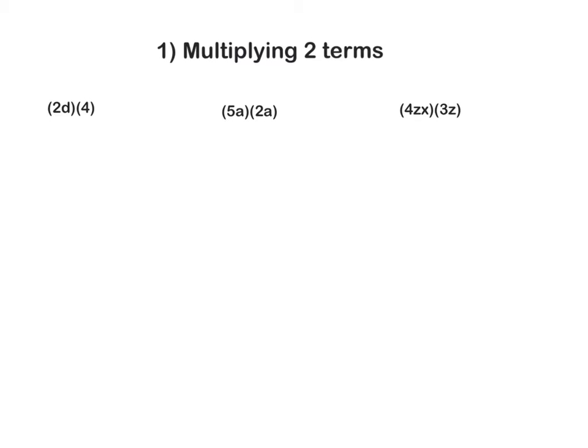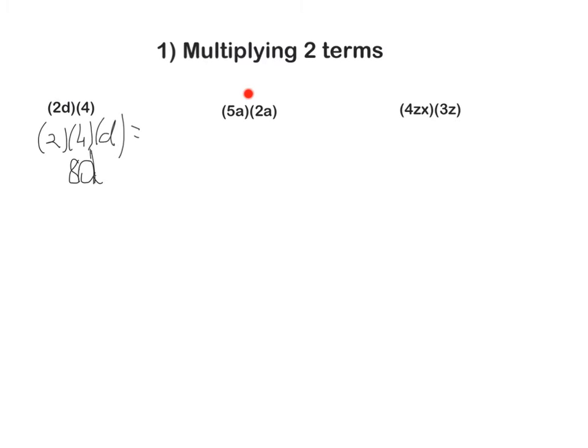So we need to multiply 2d by 4. So what's the rule? In algebra, we can only multiply number by number and letter by letter, okay? So we can multiply 2 by 4, and write it down as I did here, and multiply it by d. So 2 multiplied by 4 is 8, and d. So we have 8d. And this is the answer for the first question.